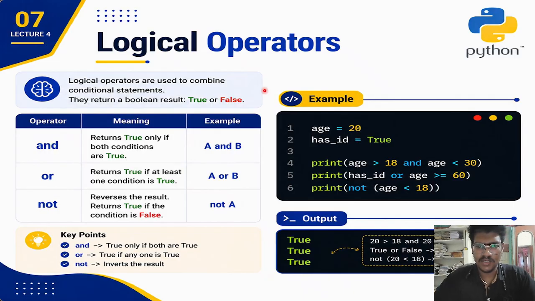Let's visualize. Here the example is given in which age is equal to 20, has_id is equal to 2, and here it is given print age is greater than 18 and age is less than 13. So it will print false. Here you can see in the output. Like this, all the conditions are mentioned.